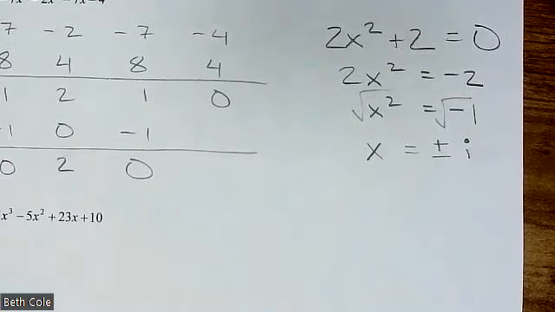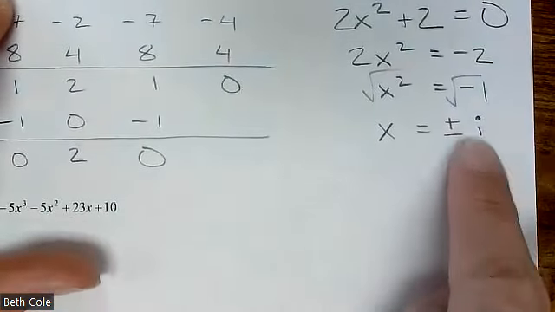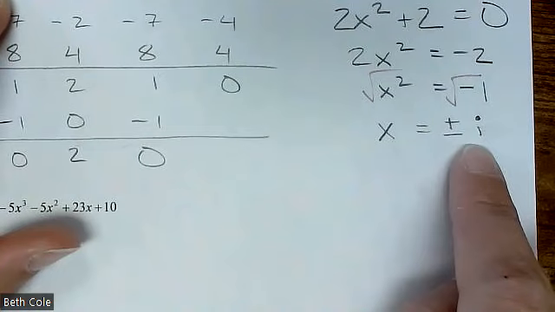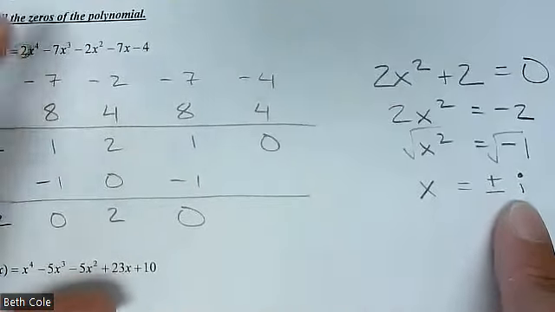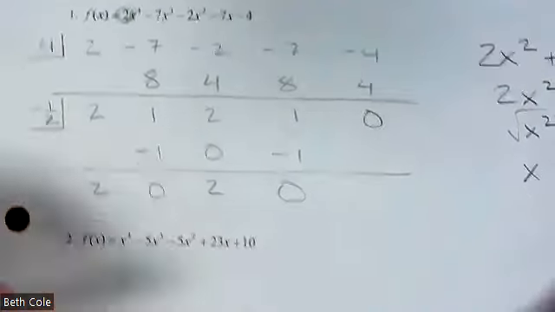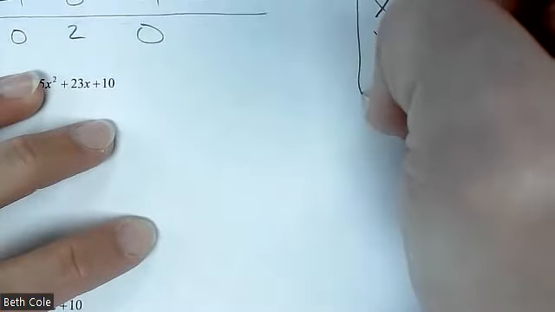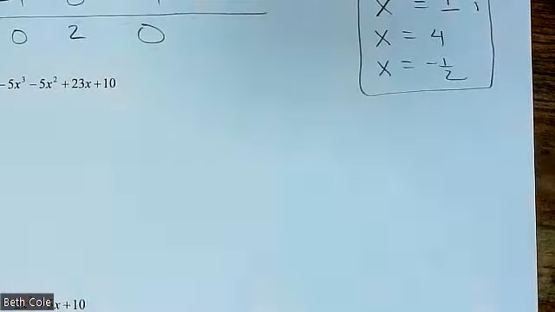Now, real quick, how many answers did we say we were going to get? 4. How many is this? 2. It's positive i and it's negative i. That's only 2 answers, and we said we were going to get 4. What are the other 2? 4 and negative a half. So just make sure that you write them so you get a total of 4 answers.